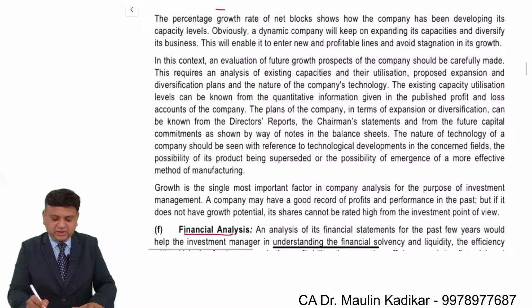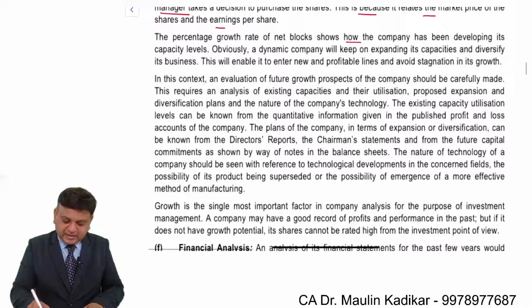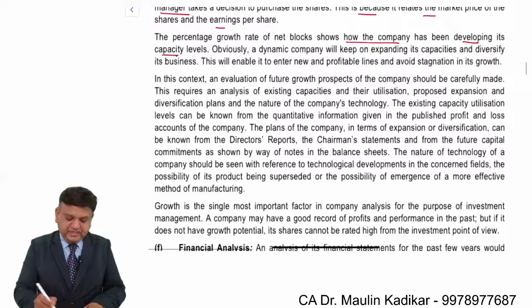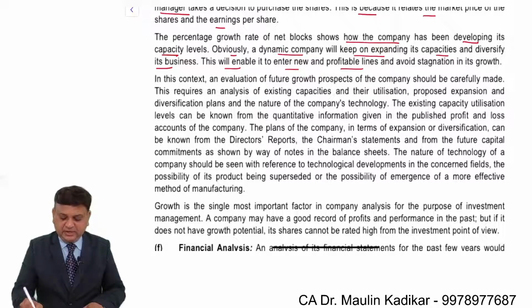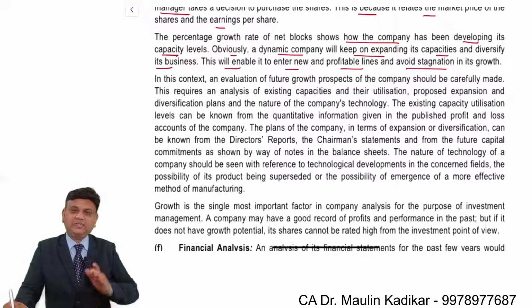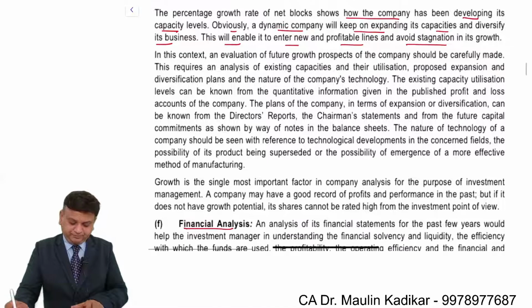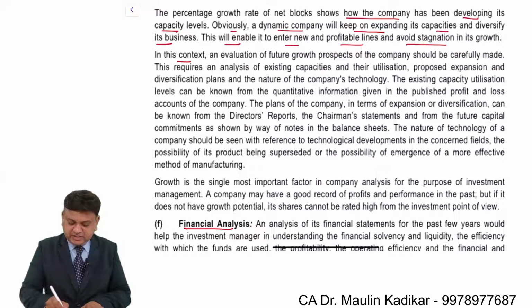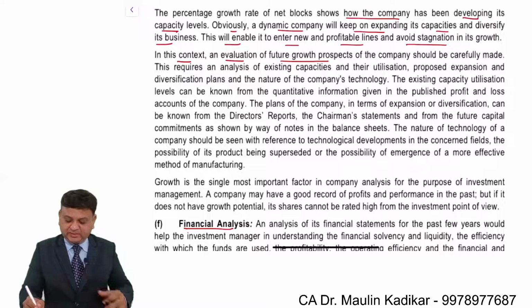The percentage growth rate of the net block shows how the company has been developing its capacity level. Obviously, a dynamic company will keep on expanding its capabilities and diversify its business. This will enable it to enter into new and profitable lines to avoid stagnation in growth. Stagnation in growth means the growth rate is at the same rate.